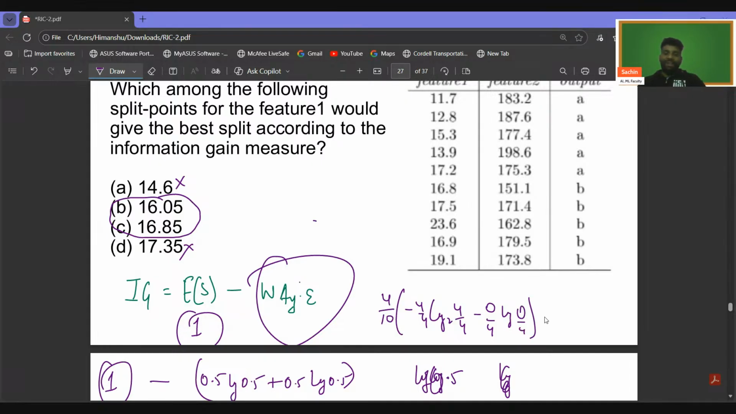And then on the other side, we have 6 data points, so 6 by 10, minus 1 by 6 log 1 by 6, minus 5 by 6 into log 5 by 6, and then you will be able to get the answer. Wherever you get the minimum value for this, that is going to give you the best possible answer. Because the minimum means you are subtracting a lesser value, and overall information gain would be maximum. So this is going to give you the best answer. You can simply use the calculation and you'll get it.